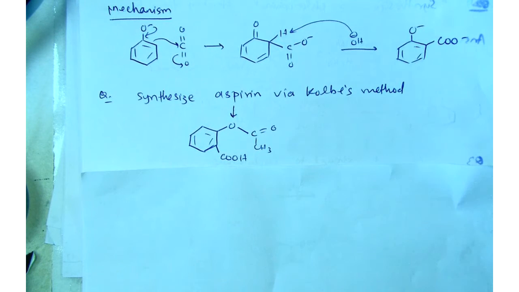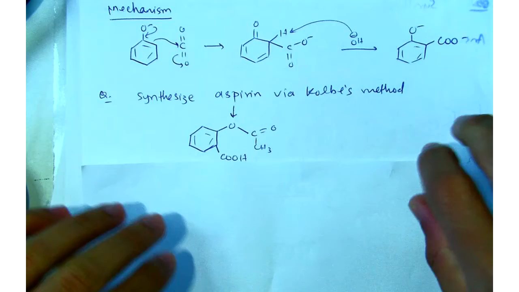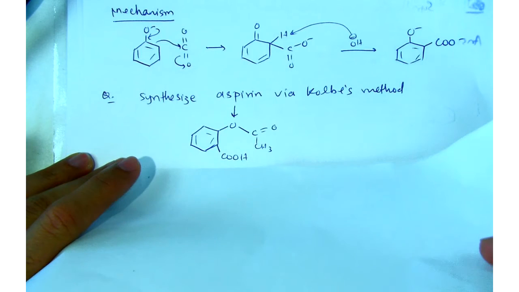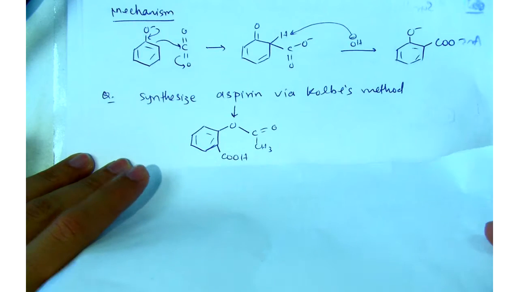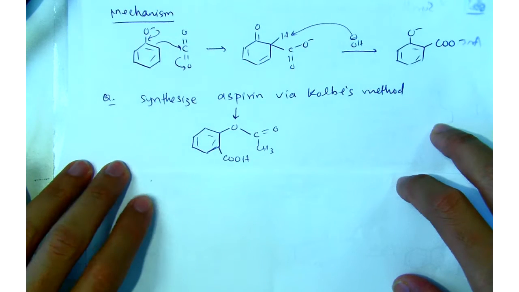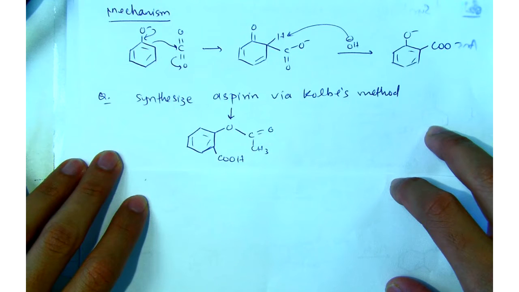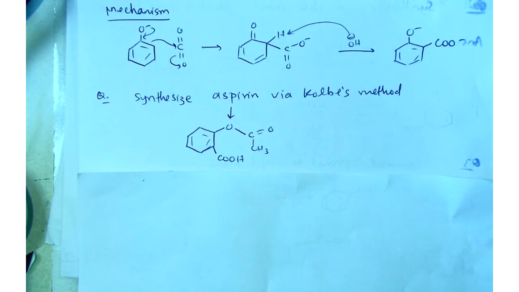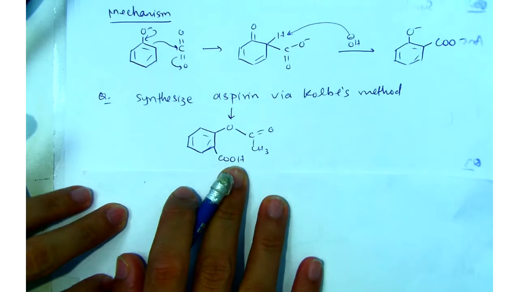So answer the next question. Synthesize aspirin via Kolbe's method, and you can start from phenol. Okay. This compound is called aspirin. OCOCH3 and COOH.